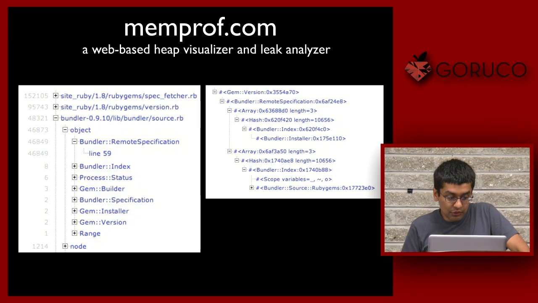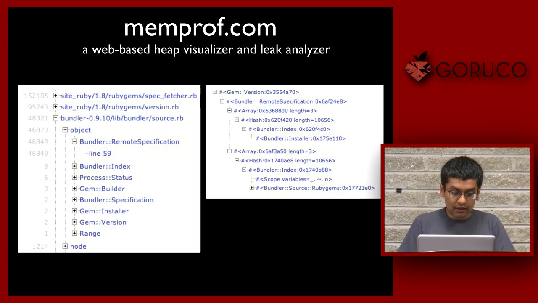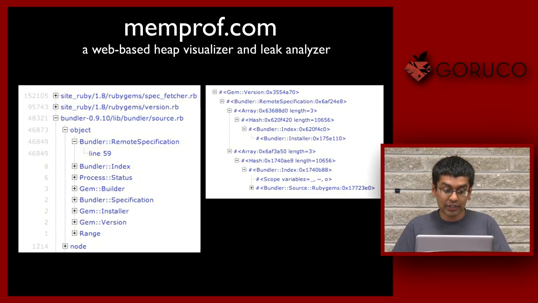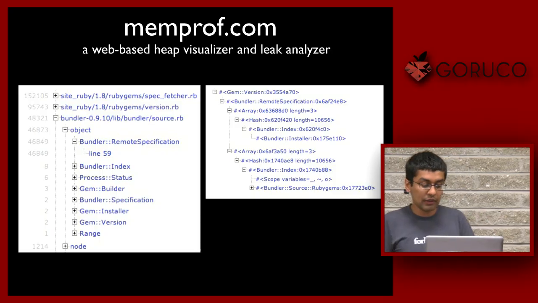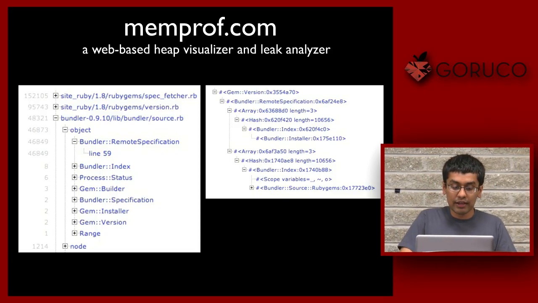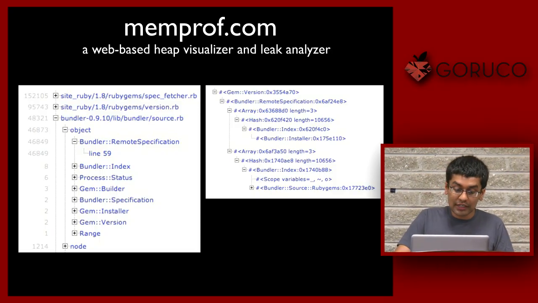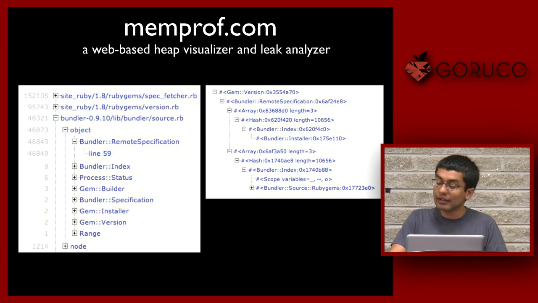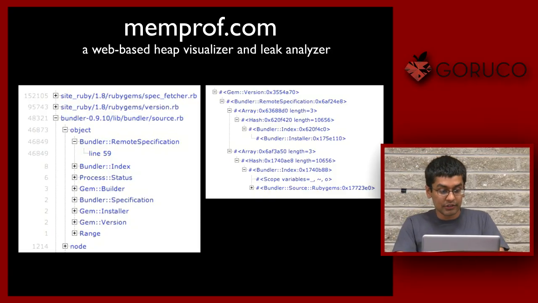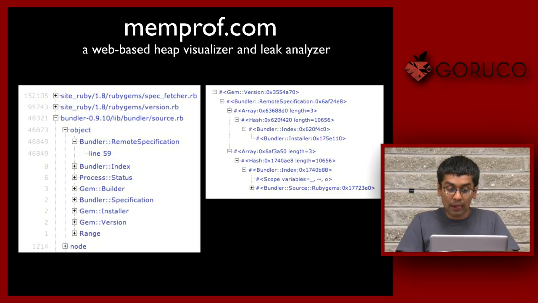A couple other things you can do. You can group by file. On the left you'll see this is a bundler. I'm breaking down the number of objects per file, and then in a file you can break down by type, and then by type you can break down by class, and then go all the way down to the line number. You'll see in this case there were about 46,000 instances of bundler mode specification.